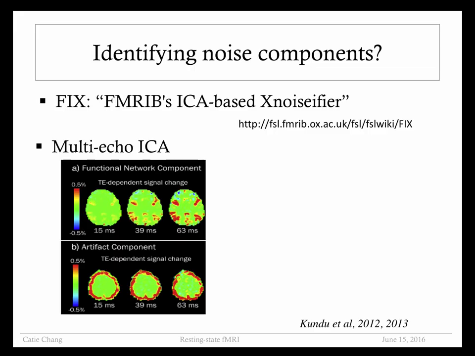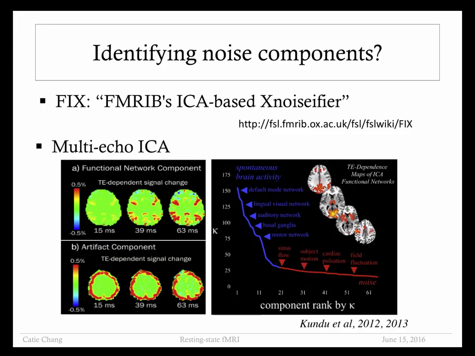So going back to identifying the noise components, there's been a few avenues pursued, and one has to do with using machine learning classification to try to learn which of these components look like noise based on a training data set. So then you might be able to later on apply it to your own data. And this program, FIX from FSL, is one program that's based on this idea. And a new technique which has been developed here in Peter Bandettini's group is known as multi-echo ICA.